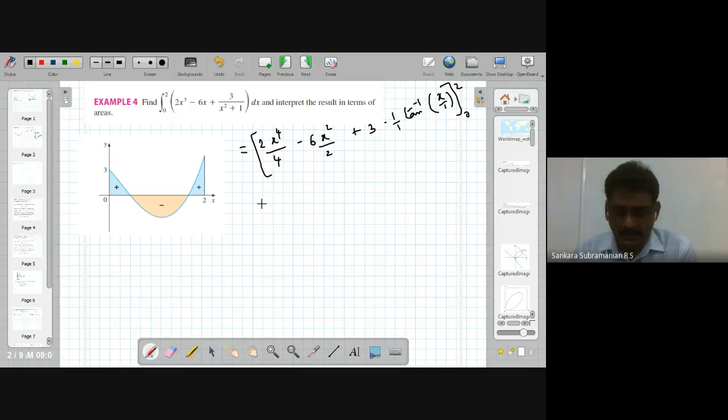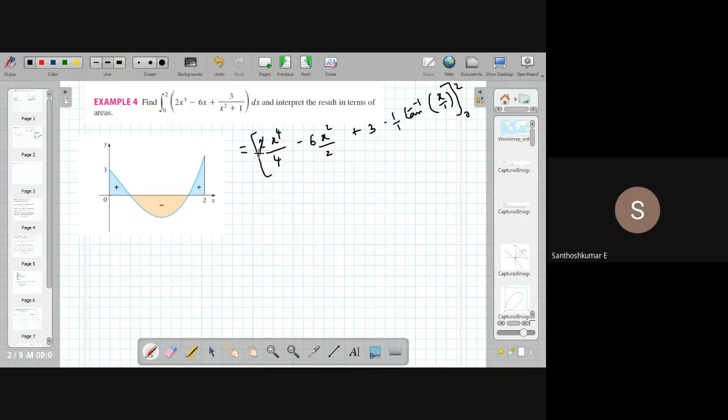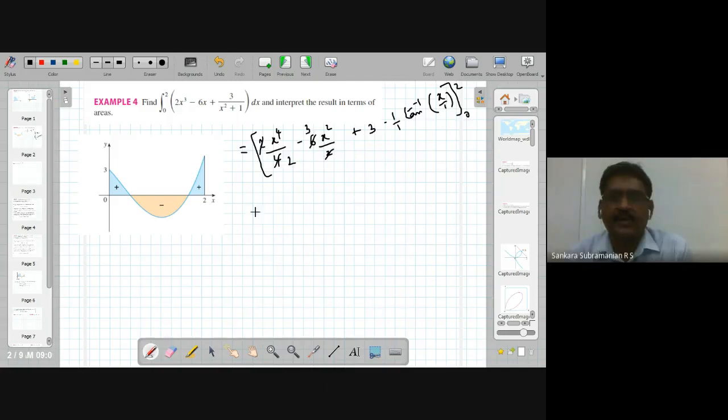So you will be getting 8. 2 2s are 4, 4 4s are 16, 16 by 2 is 8, and this is 2 2s are 4, 4 3s are 12, and this is 3 tan inverse 2. So this is 8 minus 12, you get minus 4 plus 3 into tan inverse 2, right? Because we don't have a calculator, we just leave it.